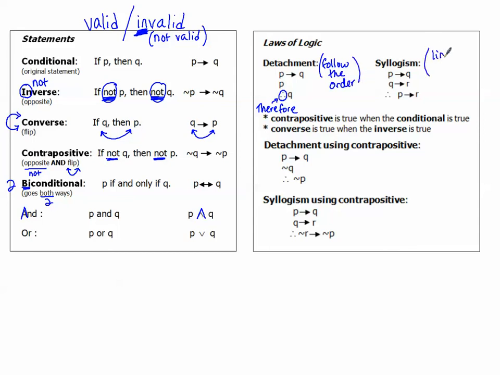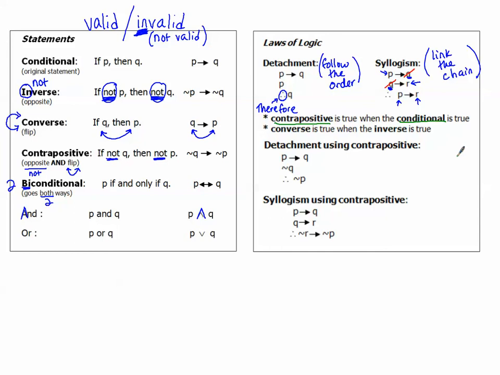Syllogism, think of this one like linking a chain of events. Link the chain. For example, two statements can be linked. P goes to Q. Notice the next one starts with Q. Q goes to R. Therefore, we go from the beginning, P, all the way to the end, R. P, and then R. See, link the chain. If the Q's match, take out the Q's, go from P to R. P to R.